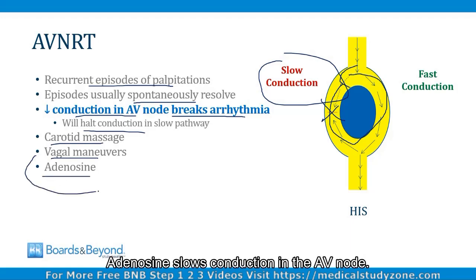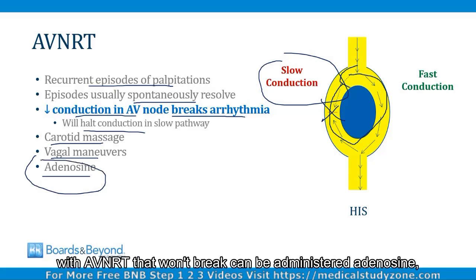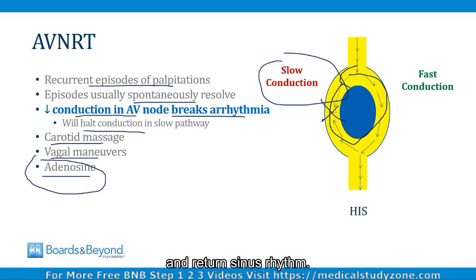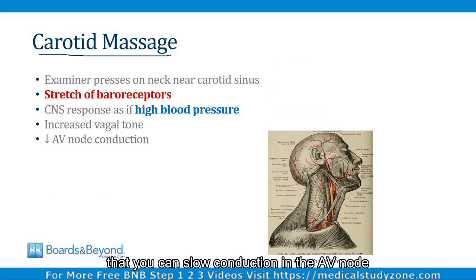Adenosine slows conduction in the AV node, and so a person in the emergency room with AVNRT that won't break can be administered adenosine, and that will break the tachycardia and return sinus rhythm. As I said on the last slide, carotid massage is another way that you can slow conduction in the AV node to break the arrhythmia AVNRT.